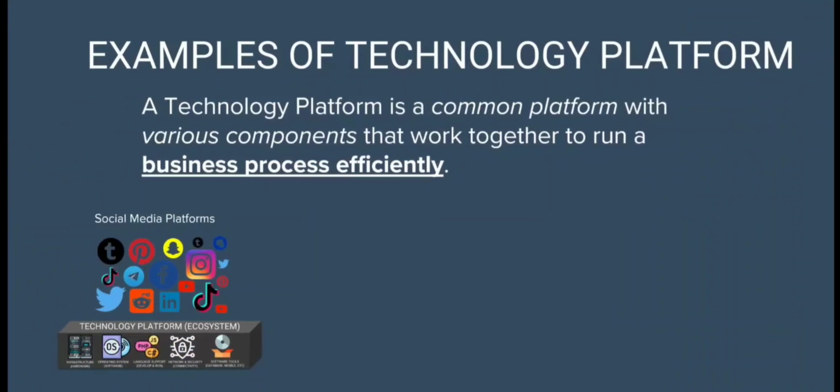The first thing we are going to look at is the social media platform. Take the example of Facebook. For statistics, I just want to give you a number: 40% of the world's population uses Facebook, which means approximately 2.8 billion monthly active users. We are talking about monthly active users, not the registered users.